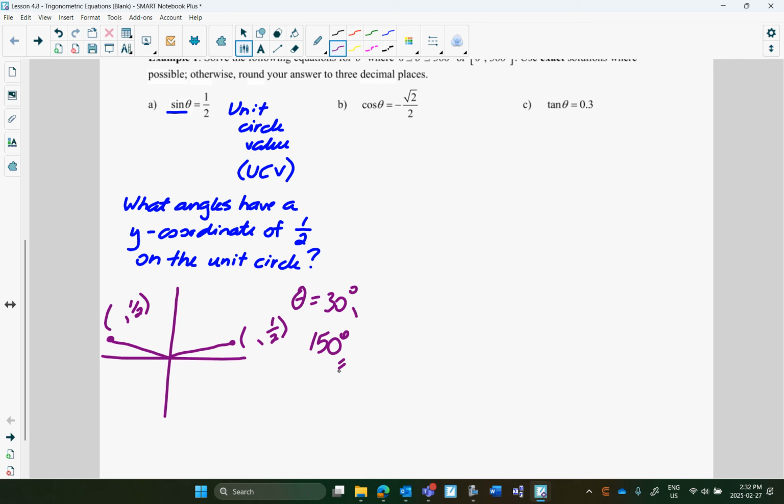For part B, again, I'm looking at this and going, oh, that's a unit circle value. That's a UCD, so I don't have to do a heck of a lot of work here. I'm going to ask myself this same question, except x coordinate of -√2/2. X coordinate of -√2/2. Well, x is negative in these 2 quadrants, and the √2/2s are the ones that are halfway in the quadrants, right?